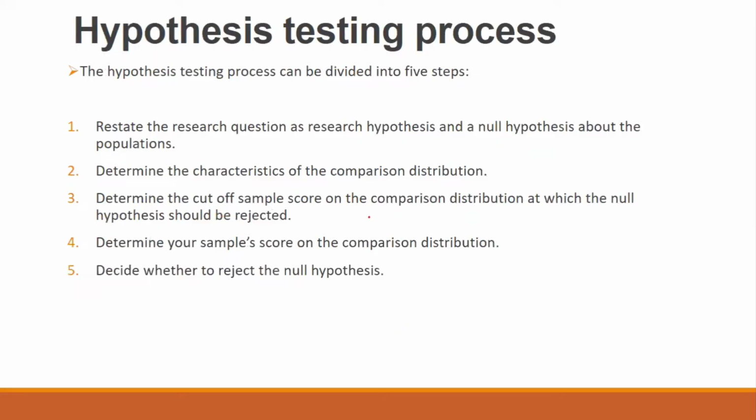Then the hypothesis testing process can be divided into 5 main steps. So first is restate the research question as research hypothesis and a null hypothesis about the populations. Second step, determine the characteristics of the comparison distribution. Third step, determine the cutoff sample score on the comparison distribution at which the null hypothesis should be rejected. And fourth step is determine your sample score on the comparison distribution. And finally, decide whether to reject the null hypothesis.